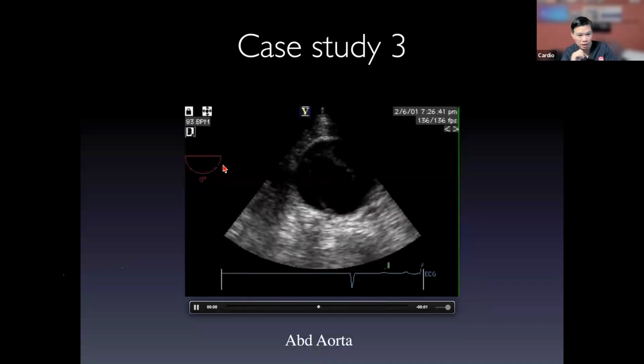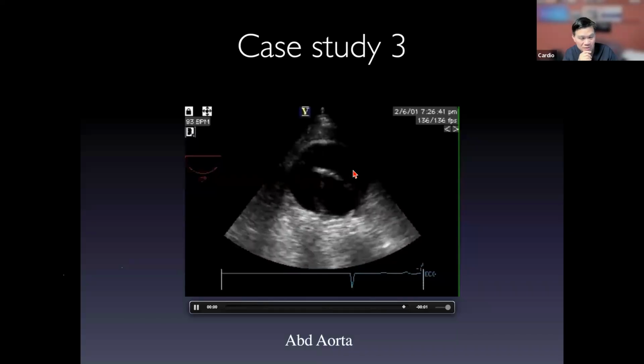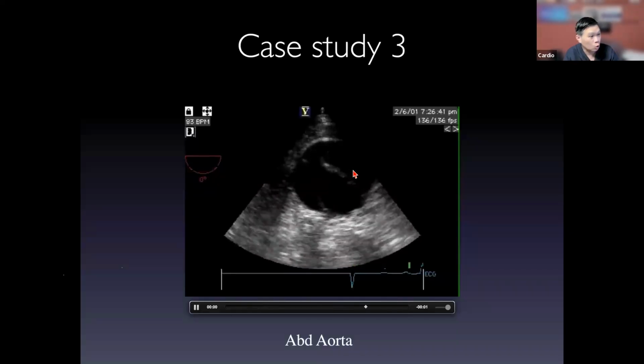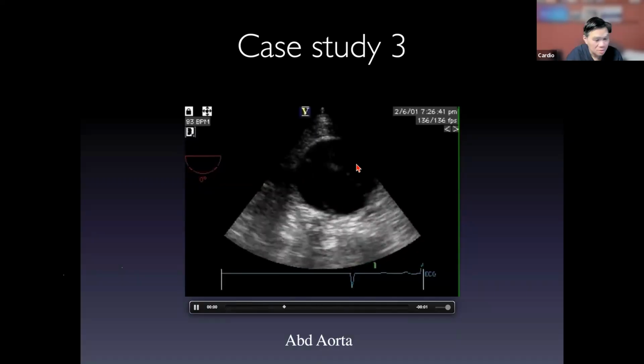And what are we looking at? What are these lines inside the aorta? Is that normal? Is that abnormal? Should you panic? By the way, this is in the descending aorta, right? As you turn to the back, as you pull out.